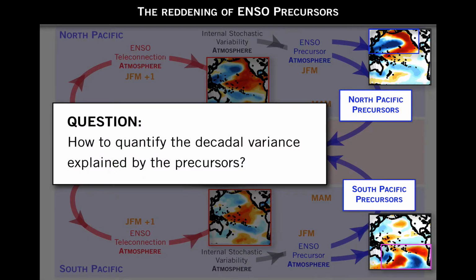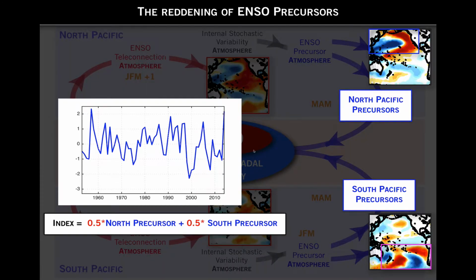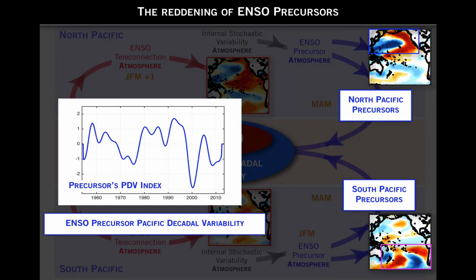So the question now is how to quantify the decadal variance that is explained by these extratropical precursors. Well, if we go back to the index of the ENSO reconstruction from the precursors, which is essentially a linear model of the two precursor indices, half from the north and half from the south, we can low pass this index and extract, if you like, the low frequency variability that is associated with the seasonal precursors. And so we'll call this the ENSO precursor Pacific decadal variability.